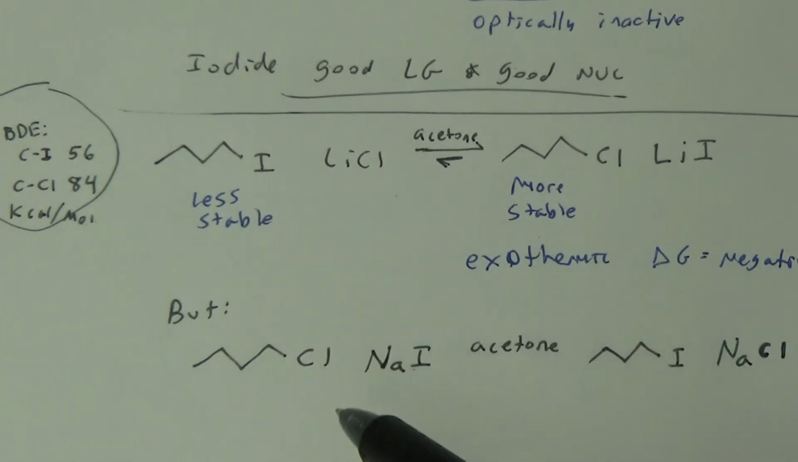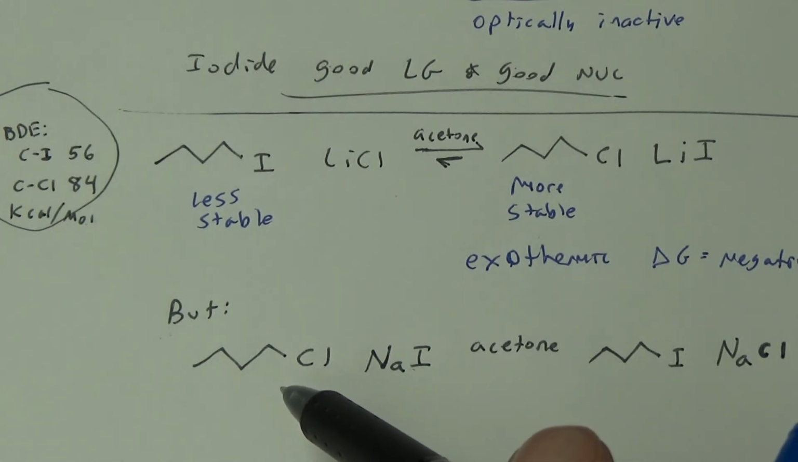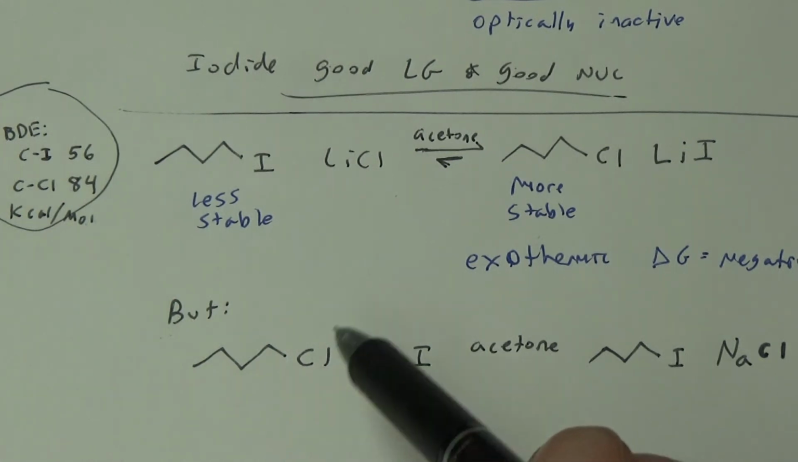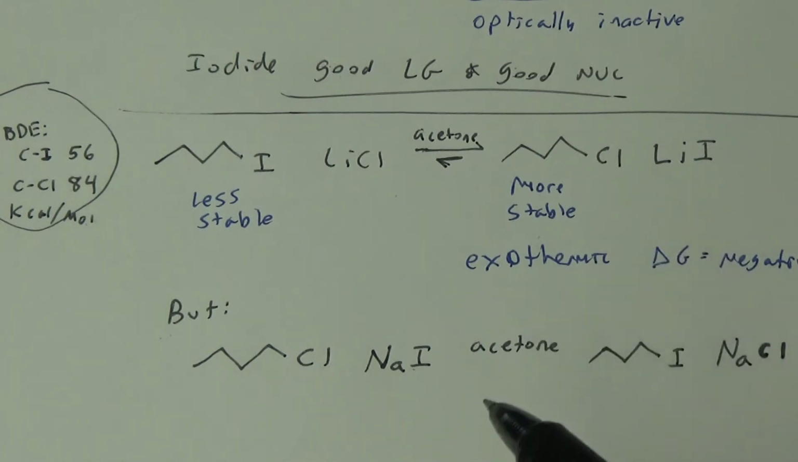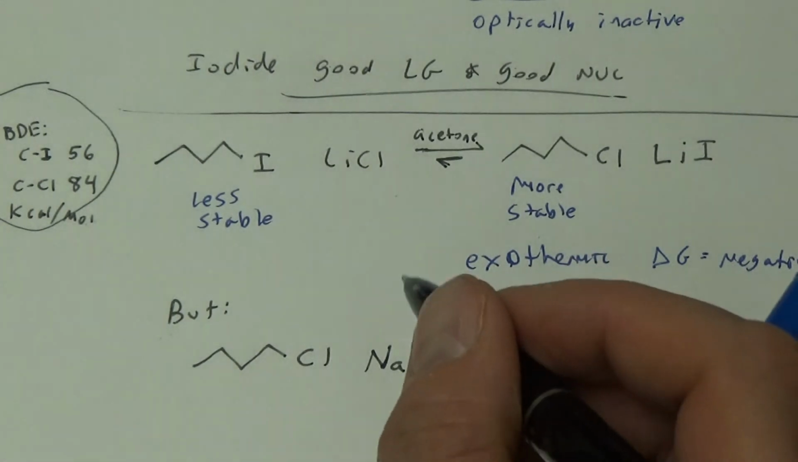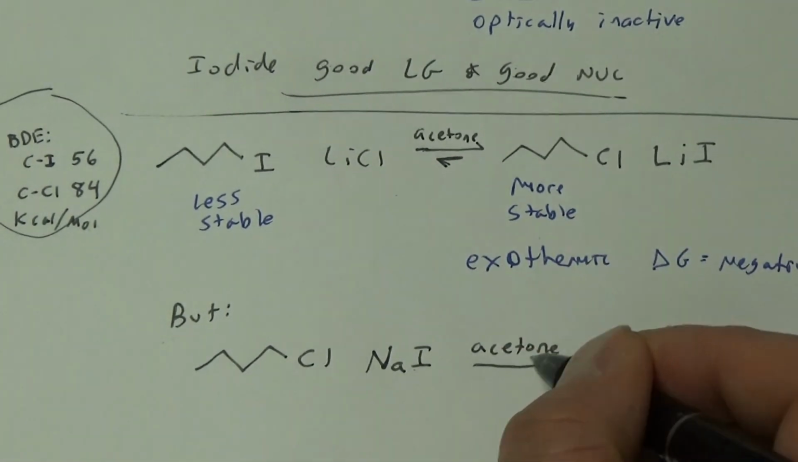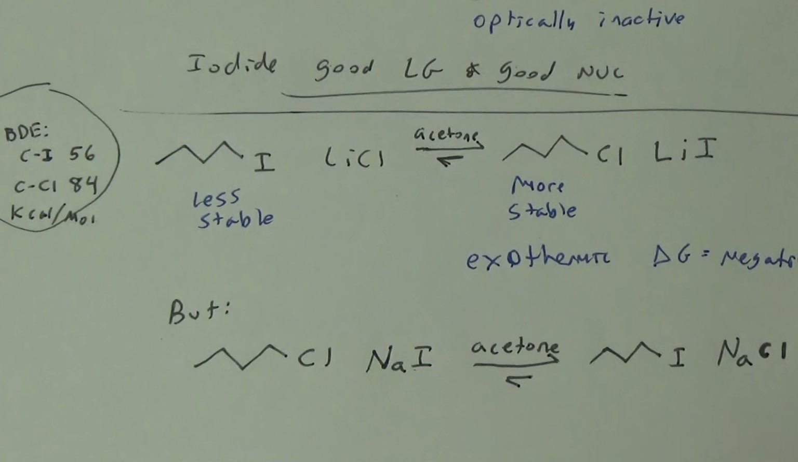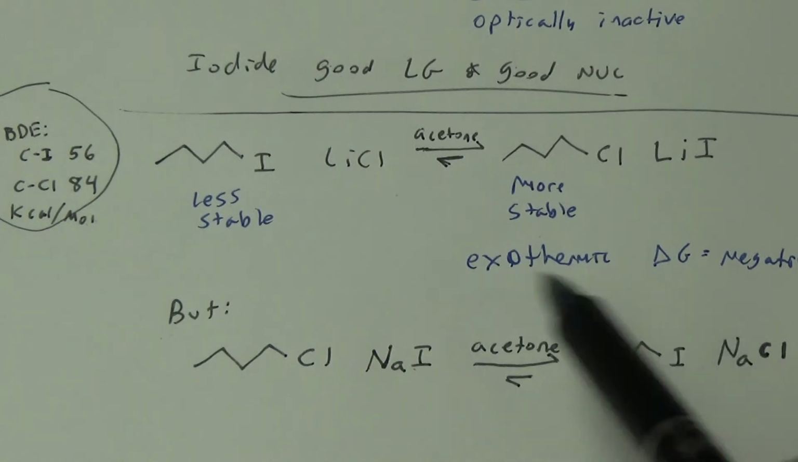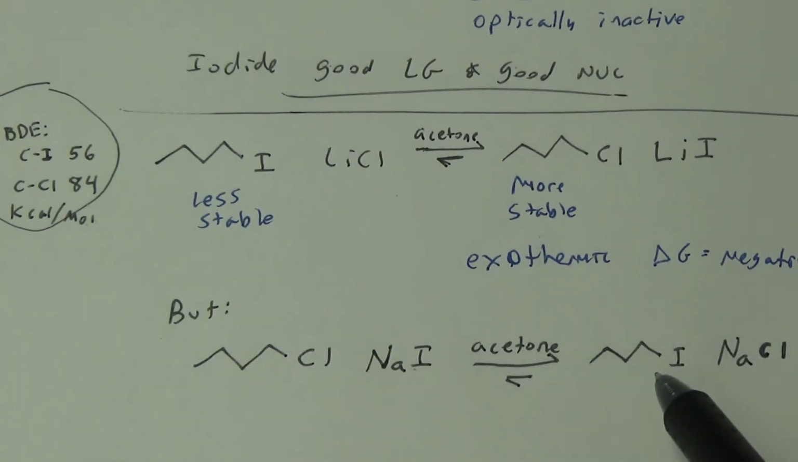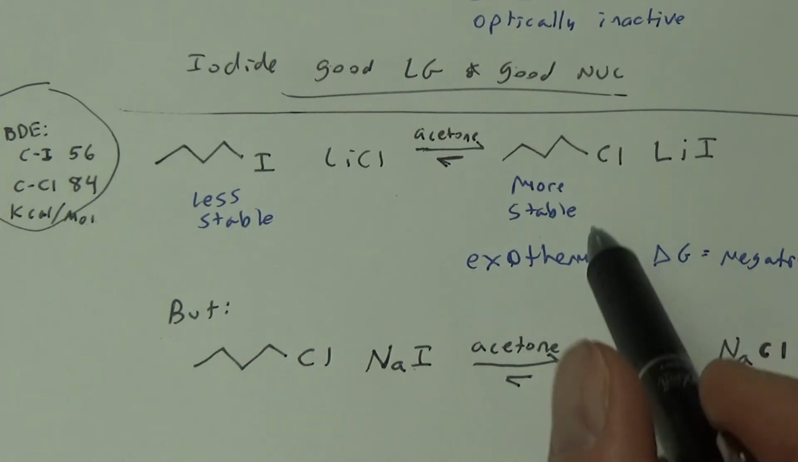You would think that this would be a left-favored equilibrium because chloride is more stable, right? Chloride's more stable, iodide is less stable. So what could possibly be the explanation for me to say, oh no, it actually does go to the right? That's weird. That totally contradicts everything I just said, right? This is a forward-leaning reaction, going from a more stable thing to a less stable thing. How could that possibly be? It's so weird.